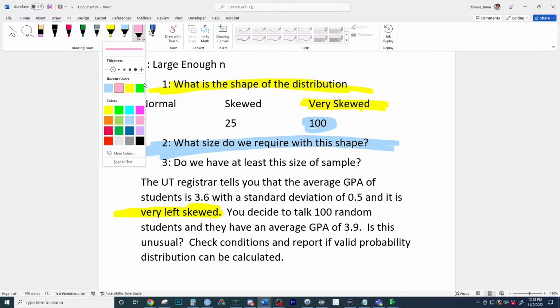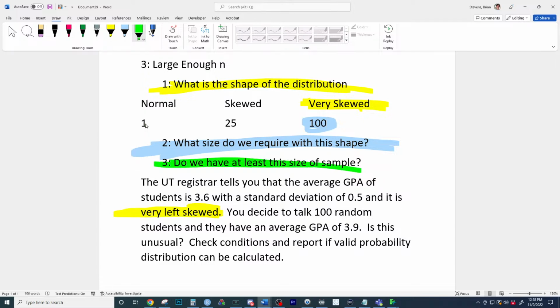Do we have at least that sample size? Is our sample size, is the n large enough? It is large enough right there. So this means we meet all three conditions right here.